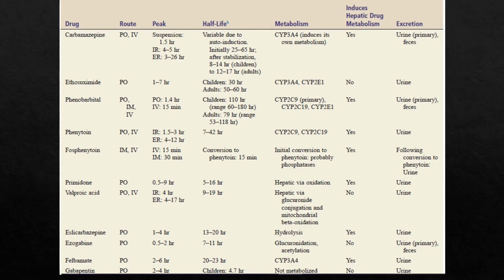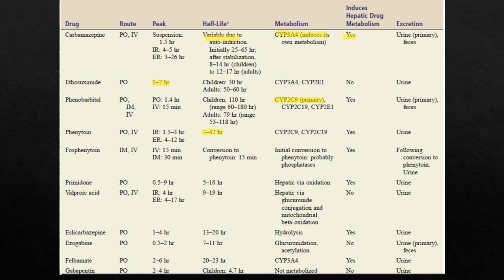So here is the list of your antiepileptic drugs and their pharmacokinetics. We have carbamazepine, which has a variable half-life. The metabolism is by CYP3A4. It induces hepatic drug metabolism. We also have ethosuximide. The peak is around 1 to 7 hours. We also have phenobarbital, with metabolism by CYP2C9, which is the primary metabolism.